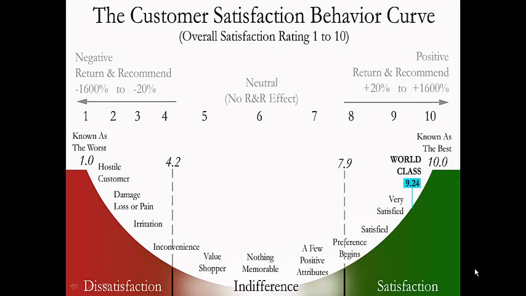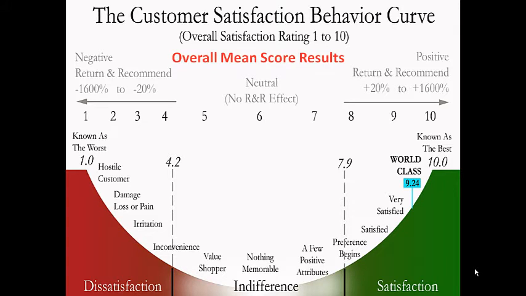We've got these three main zones, and it's very easy to think about them. Dissatisfaction, that's a negative one, that's why it's red. Indifference is in the middle, kind of the crossover between those two things, with no return and recommend rate effect. And the satisfaction zone, which is where we all want to be.